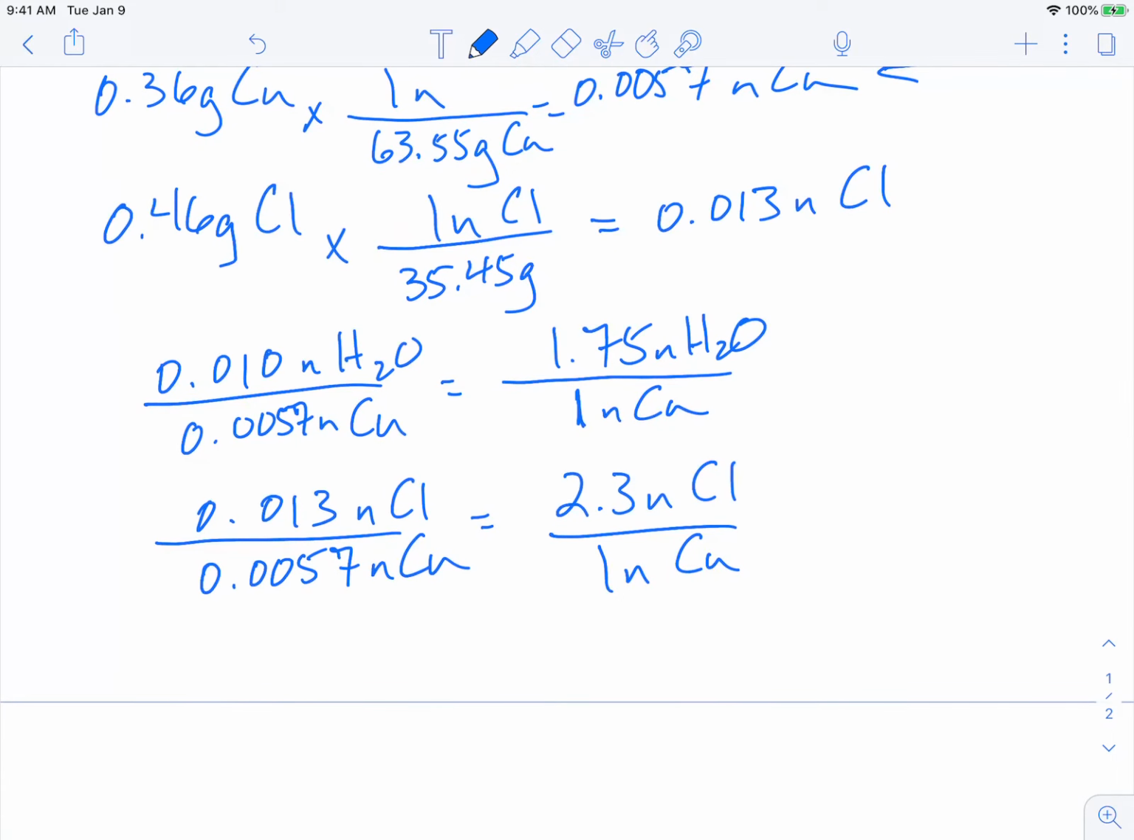Now, what that tells us is that generally these numbers ought to be whole numbers, but experiments don't always go as planned. So typically you would round them, but these would really tell us the mole ratio and the formula of our hydrate. So if I wrote it and I just used these numbers here, I would say Cu1. And then for my Cl, it would be 2.3. And then for my water, it would be H2O 1.75.